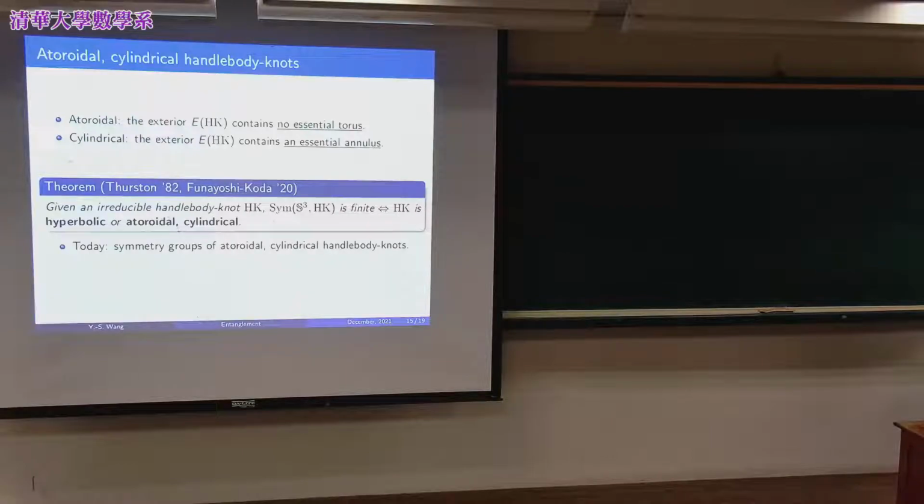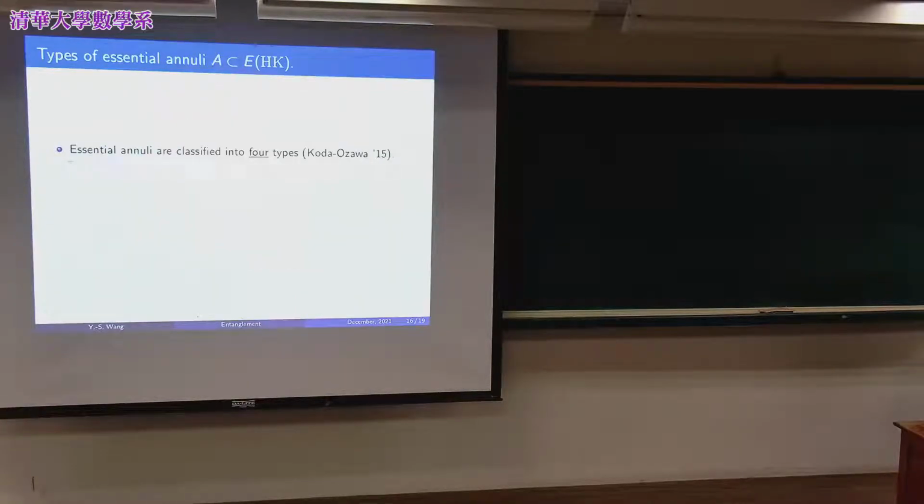Okay, so in order to do the computation for the second kind of handle-body knots, I'm going to recall the classification of essential annuli. The essential annuli are classified into four types by Koda and Ozawa in 2015. And the good thing about their classification is that they can be described in terms of the relation between the annulus and the handle body topologically.